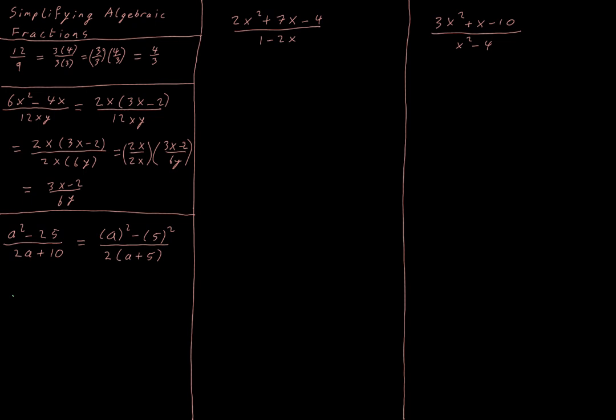Now I apply difference of two squares, and I end up with a plus 5 multiplied by a minus 5. Don't know why I wrote 6. 5 on 2 on a plus 5. Can I see any common factor top and bottom? Well, I can see this whole bracket here.